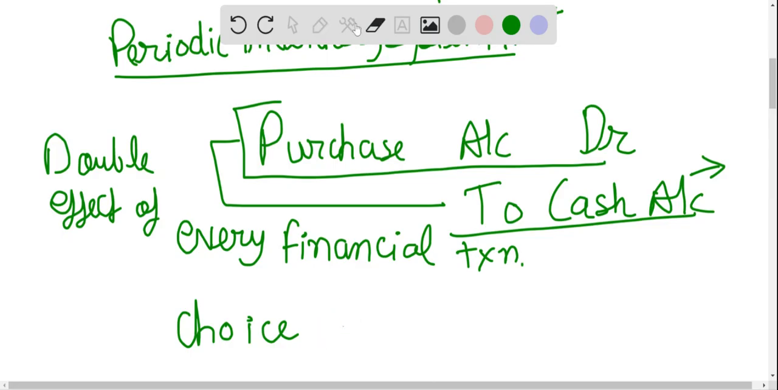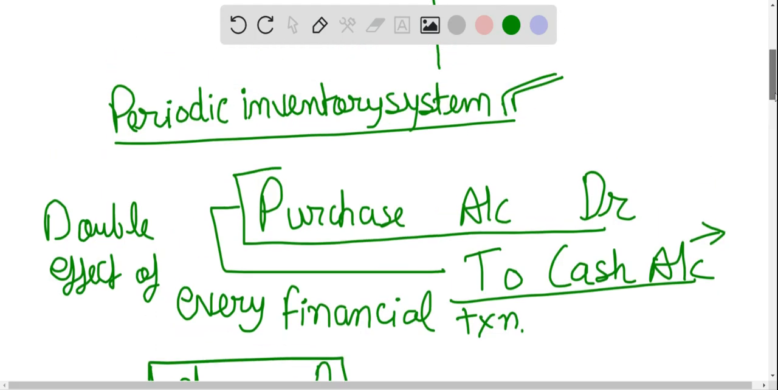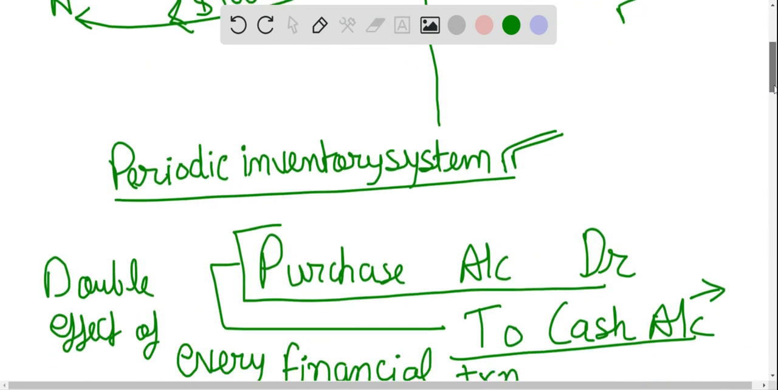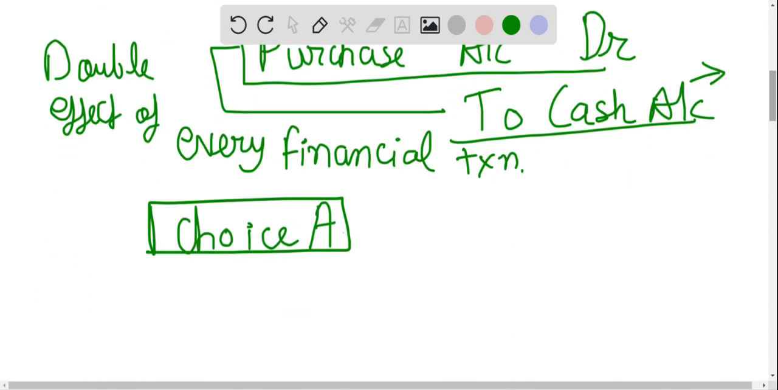Okay, so we will write our choice. So choice A is the correct answer. However, you can write down what I have written so far, okay, to get a better future reference. However, choice A is the correct answer.